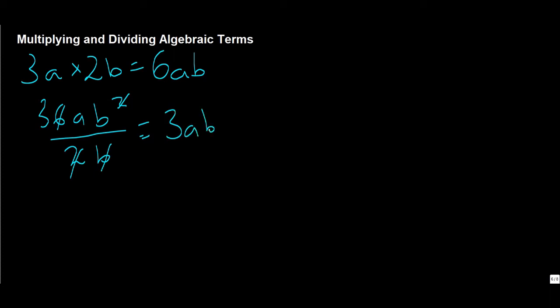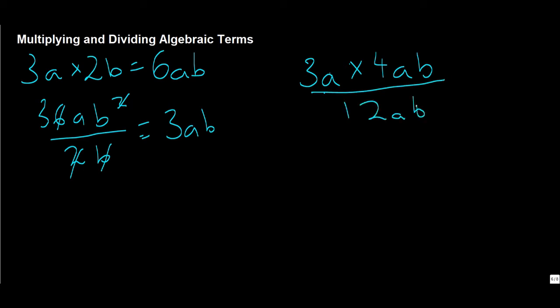Alright? So I'll give you guys a question here. It could be difficult, but just try it. So 3a times 4ab on 12ab. So just have a go at that.